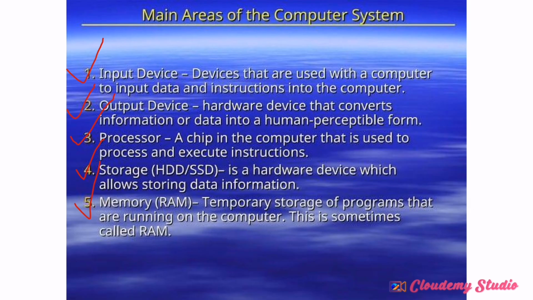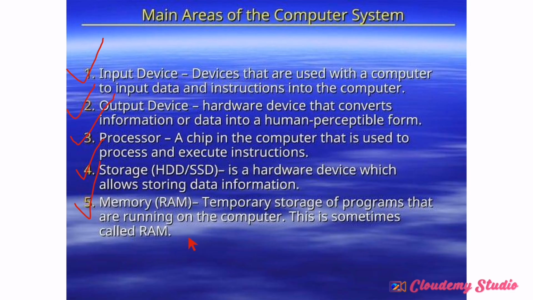So memory. In memory we have the RAM, which stands for random access memory. There's RAM and ROM. Here we're talking about the RAM, random access memory. In ROM, there's an O between R and M, read-only memory. So RAM is temporary storage of programs that are running on the computer. This is sometimes called the RAM.